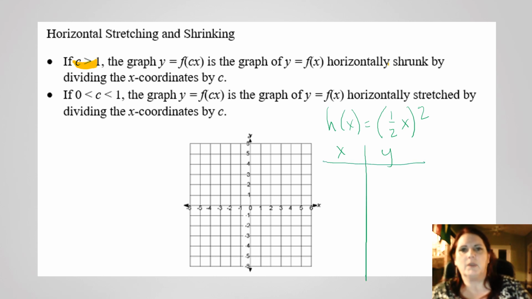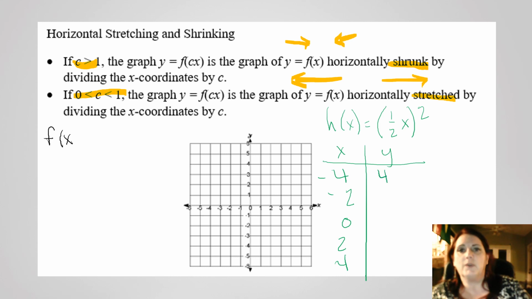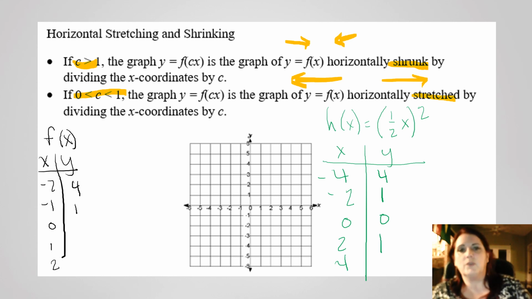I'm going to go -4, -2, 0, 2, and 4, so that I have even numbers here. Half of -4 is -2, and squared is 4. Half of -2 is -1, and squared is 1. Half of 0 is 0, squared is 0. Half of 2 is 1, squared is 1. Half of 4 is 2. And that squared is going to be 4.